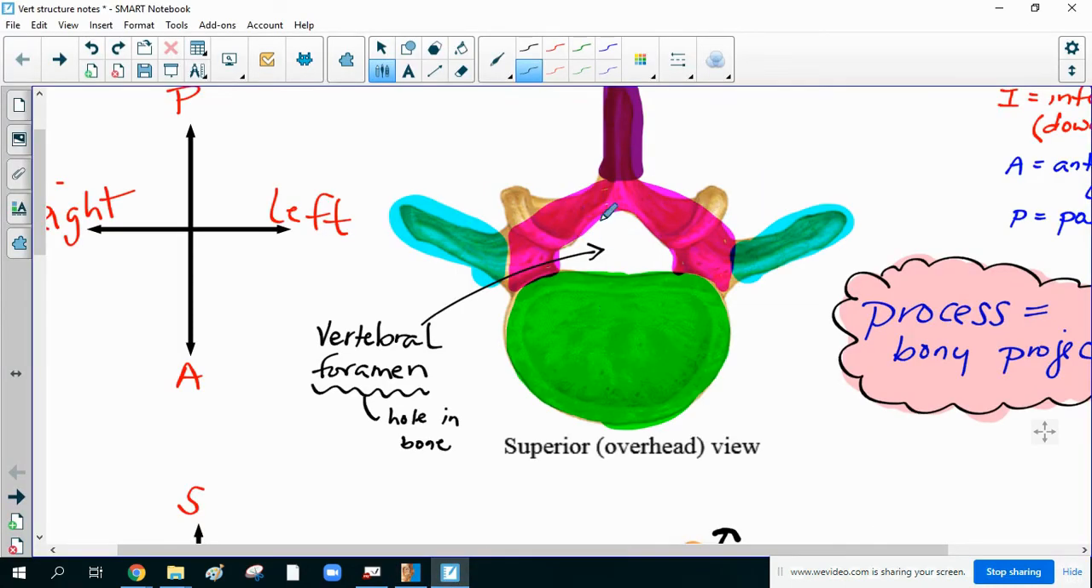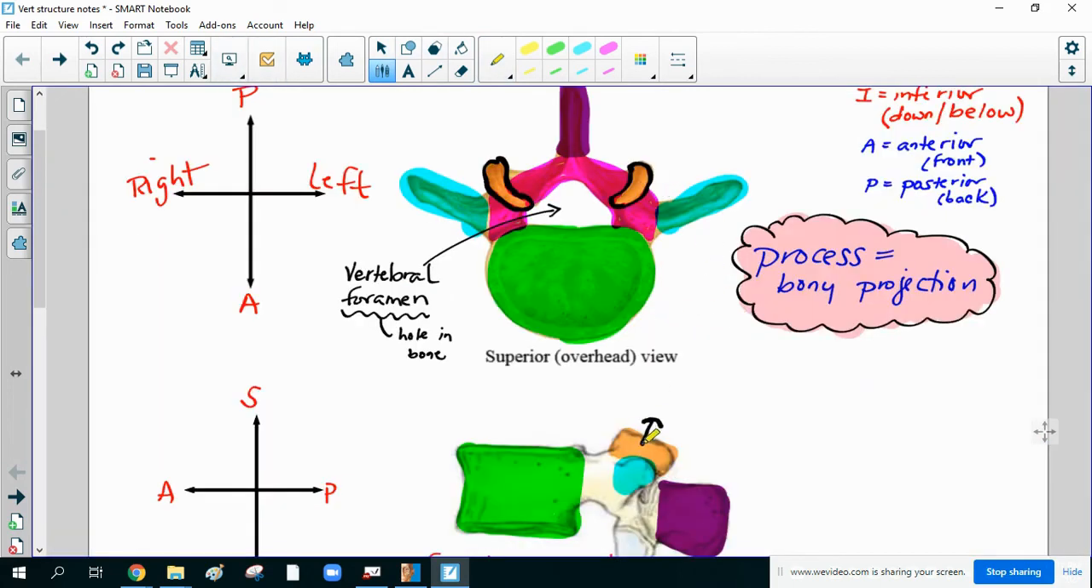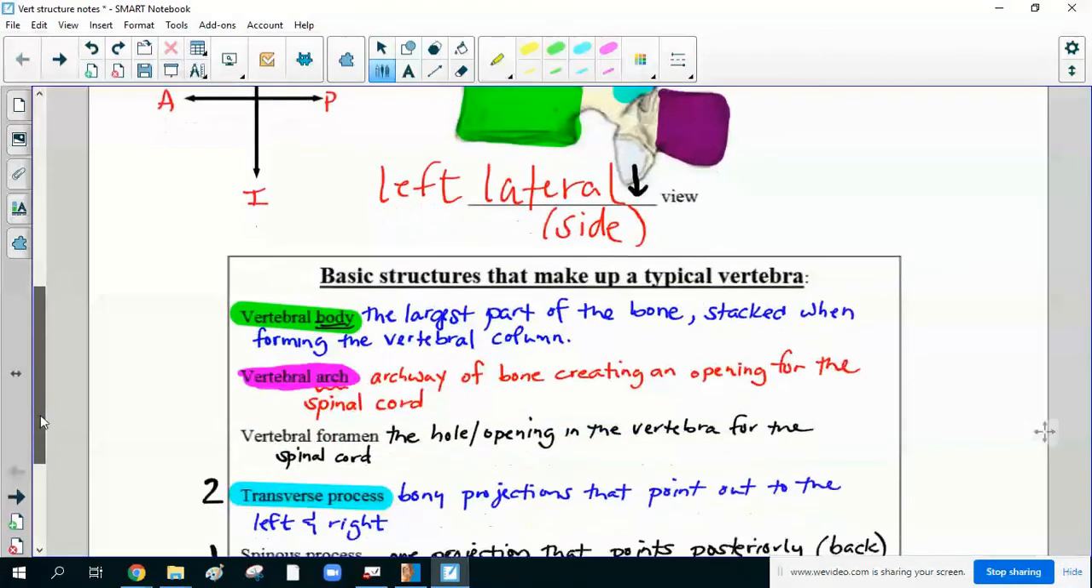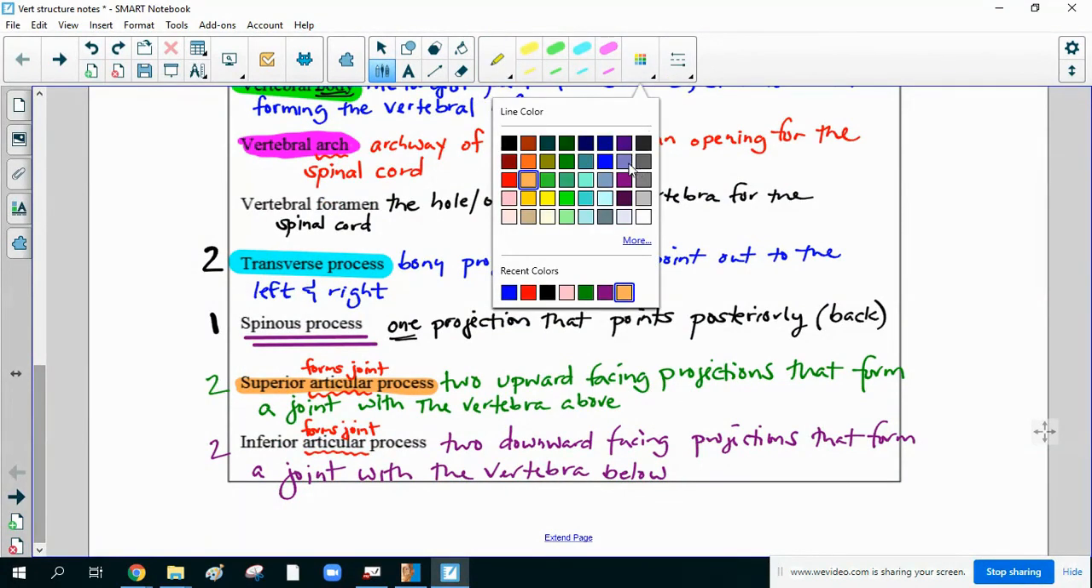So up here, this and this, there we go. I'm coloring in my two superior articular processes. So these orange are the same. Then the inferior ones will get a different color.